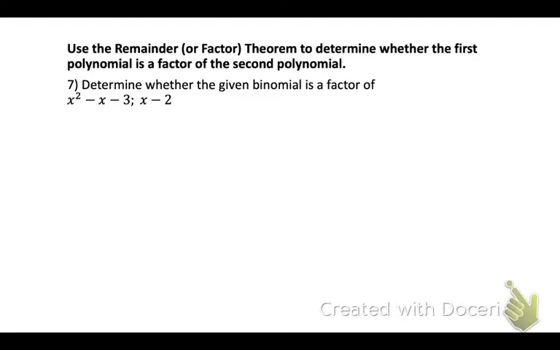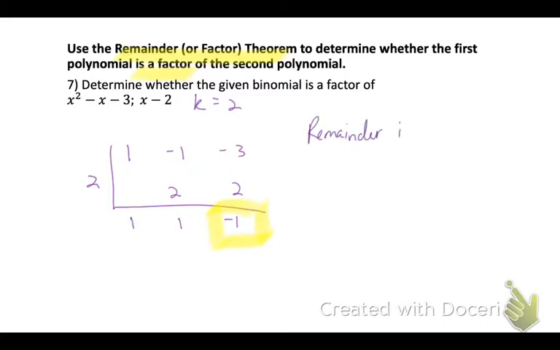Okay, so let's do the same thing. Let's determine whether x minus 2 is a factor of this quadratic. So we'll pull off our coefficients. Notice our k value is +2. So we'll start by bringing down 1 and then multiplying diagonally 2, adding, which is 1, multiplying by 2 and adding. So our remainder is -1. So what that means is that binomial x minus 2 is not a factor, so it did not divide evenly. So our remainder is -1, so x minus 2 is not a factor.